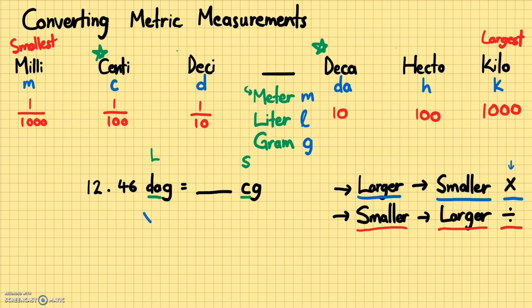Okay, so let's multiply this by 10. And how many times are you multiplying by 10? How many times do you have to go from deca to centi? You have to go once, twice, 3 times. So we have to multiply by 10 3 times.